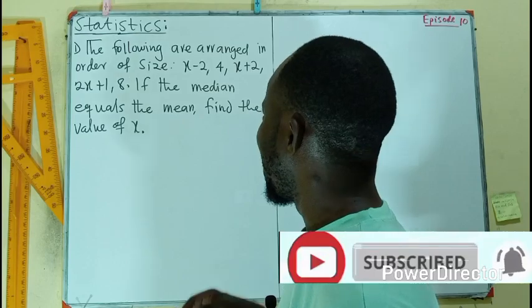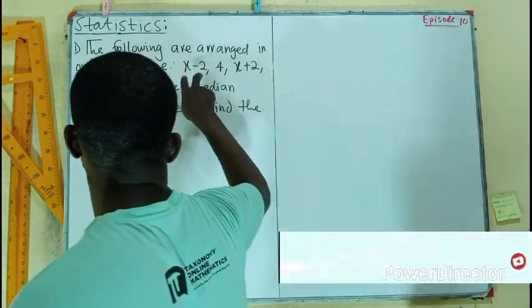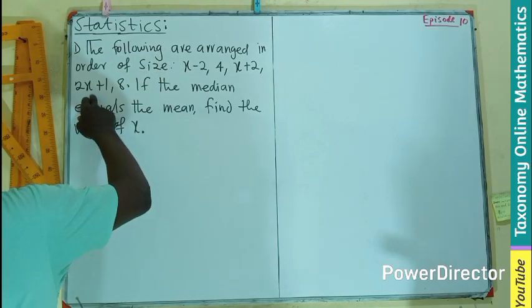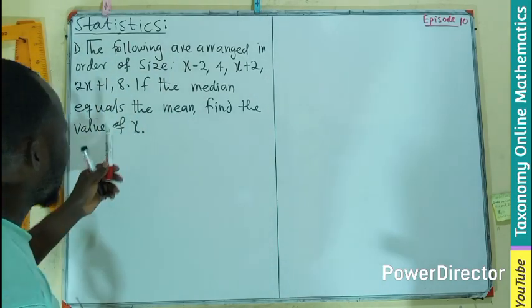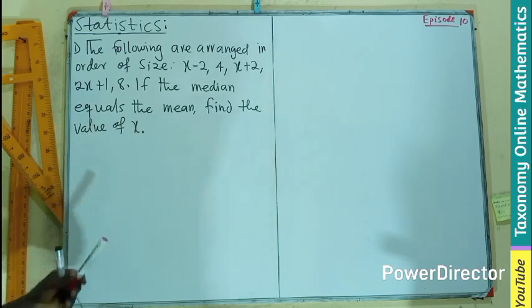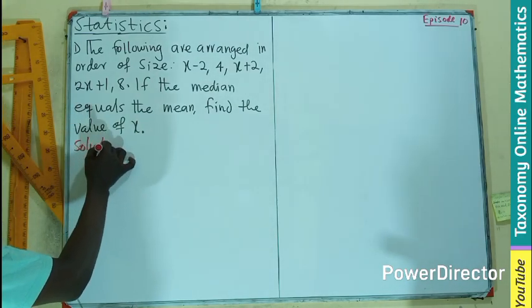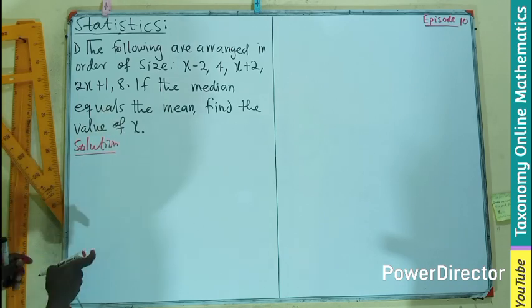The following are arranged in order of sizes: x minus 2, 4, x plus 2, 2x plus 1, 8. There are 5 numbers. If the median equals the mean, we have to find the value of x. Let's see how we can do that.